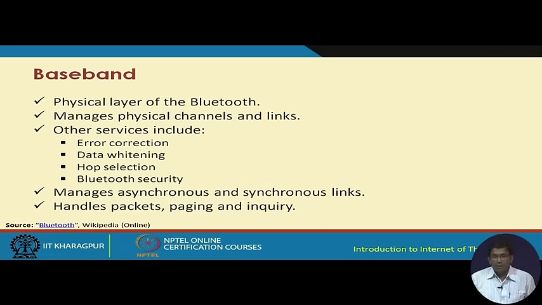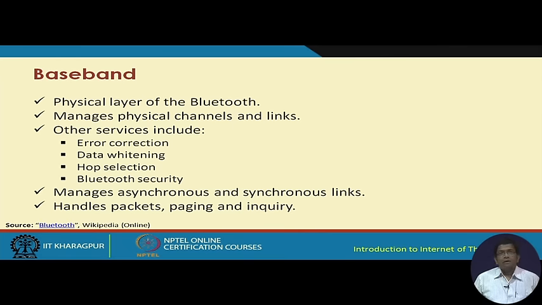Physical is nothing but the radio, and we do not really need to understand it. Baseband is the physical layer of Bluetooth. It manages physical channels and links and different services such as error correction, data whitening, hop selection, and Bluetooth security. We are not going through the details of it. It is not even required for you to know, because we are just getting exposure to different protocols in this course. It is not required to dig too deep into each of these protocols. We just have to be exposed.